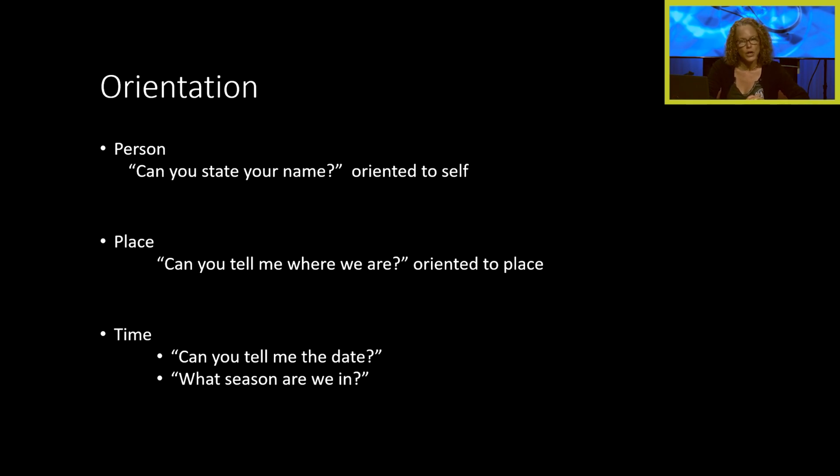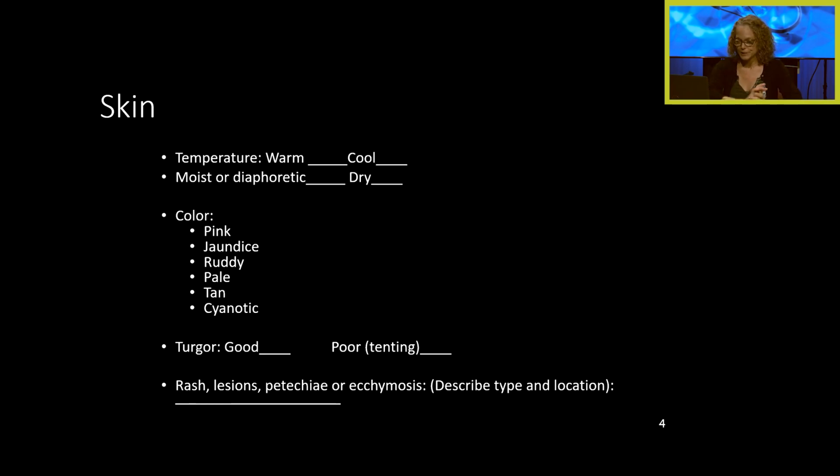We write that in the chart. We write A and O times 3 means they're oriented to person, place, and time. Or maybe you'll write in the chart that they're oriented to self only, okay? And so that's just a little example of how we do orientation.